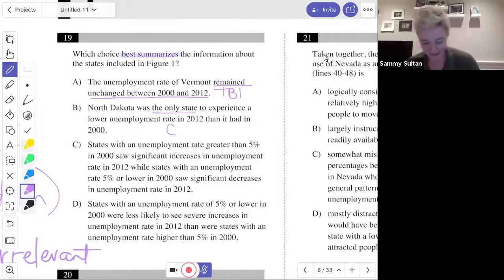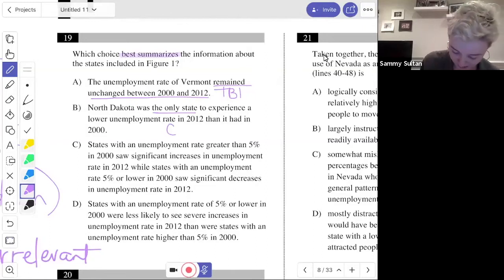Now, choice C: states with an unemployment rate greater than 5% in 2000 saw significant increases in unemployment rate in 2012, while states with an unemployment rate 5% or lower in 2000 saw significant decreases in unemployment rate in 2012. I'm already getting tired reading this. Let's look at one part of this at a time because I'm kind of overwhelmed. Okay, let's split it up half and half. We'll check both parts of this.